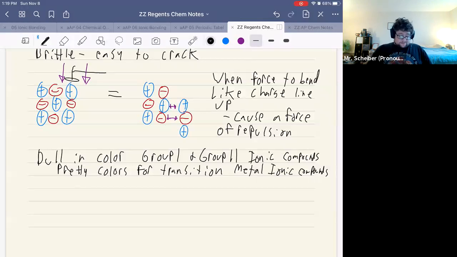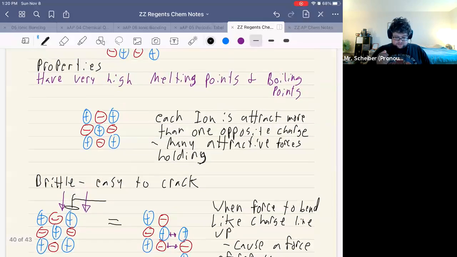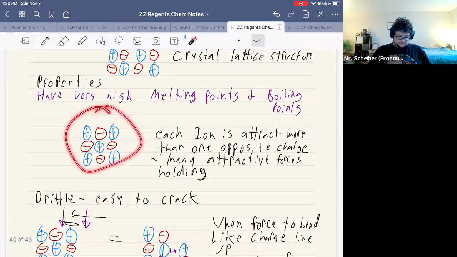So not only are they dull, and pretty in color, but also ionic solids, and this goes for solids, are electrical and thermal insulators. It has to do with the fact that, once again, just like with the melting point, all of these crystals are held really tight. They can't do much, okay?